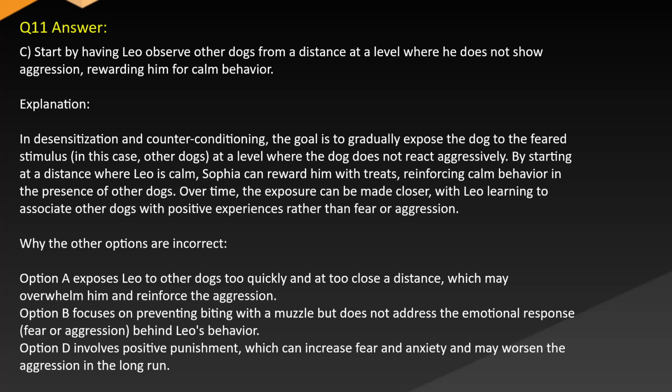While the other options are incorrect, option A exposes Leo to other dogs too quickly and at too close a distance, which may overwhelm him and reinforce the aggression. Option B focuses on preventing biting with a muzzle but does not address the emotional response, fear or aggression, behind Leo's behavior. Option D involves positive punishment, which can increase fear and anxiety and may worsen the aggression in the long run.